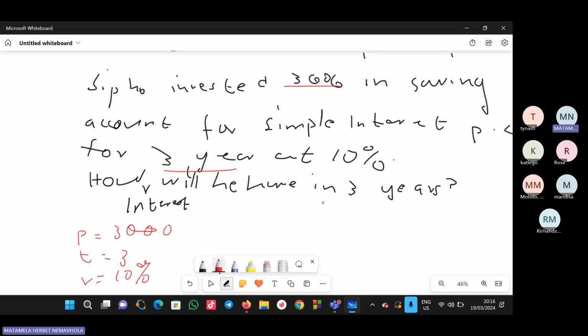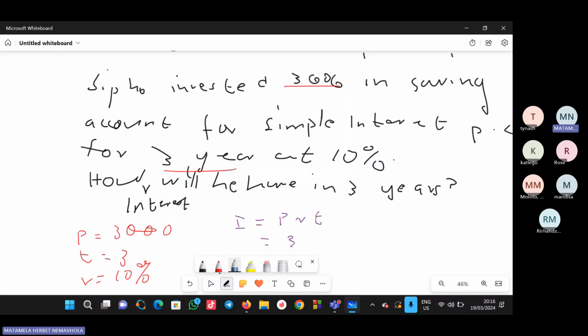For how much interest will he have in 3 years? So to calculate the interest, we're going to use the same formula that we are using. When we use this formula, your I is going to be equal to PRT. Then you substitute these values.